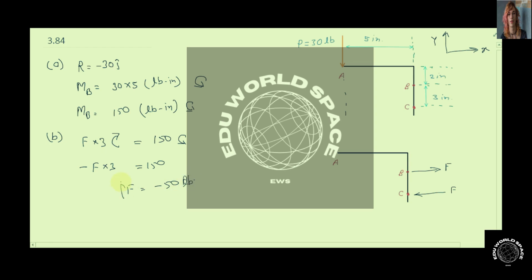Now what does this minus sign indicate? This minus sign indicates that the direction that I have assumed at points B and C should be in the opposite direction. So the force at point B should be 50 pound in the left direction and the force at point C should be 50 pound in the right direction. So this is the answer for the second part.